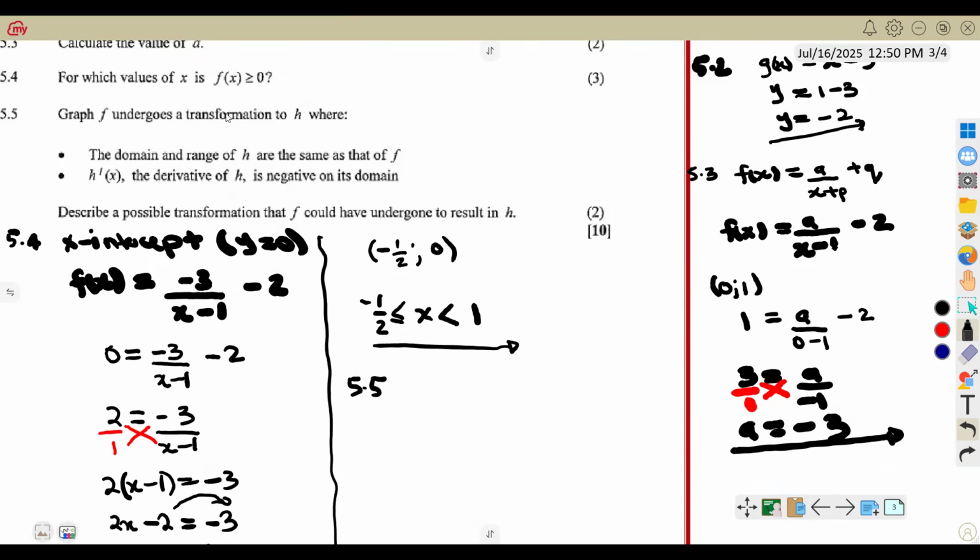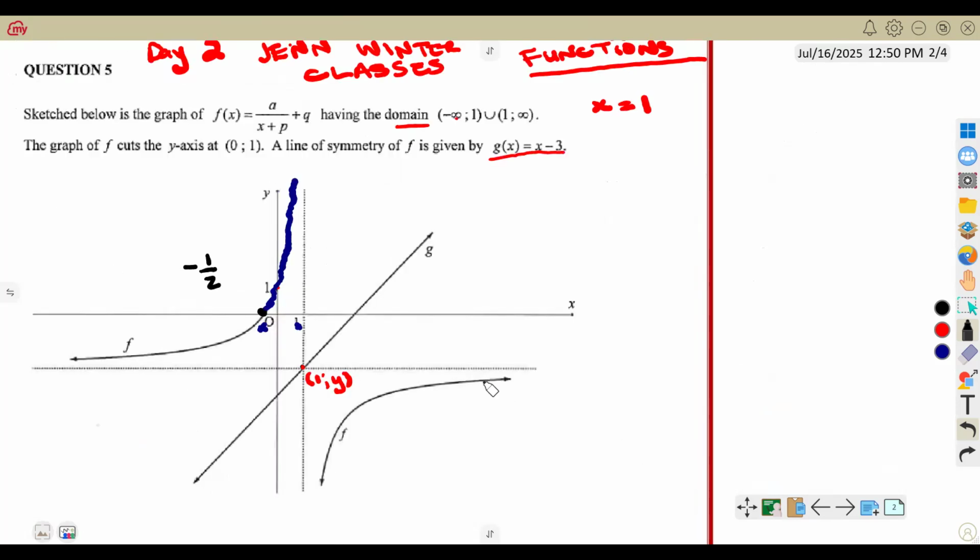Then the last part, which is 5.5, is saying f undergoes a transformation to h where the domain and the range of h are the same as that of f, then the first derivative, h prime, the derivative of h is negative on its domain. If we are to check here, we go on our graph. Here our f(x) was positive, in other words, it's increasing. So we want it to be decreasing.